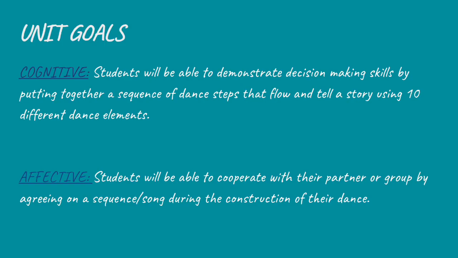For this unit, our students should meet goals that act as objectives which measure their learning in each of the 4 domains. The first is for the cognitive domain, which is student thought processes. The students will be able to demonstrate decision-making skills by putting together a sequence of dance steps that flow and tell a story using 10 different dance elements. The next unit goal is for the affective domain, which taps into the student feelings and emotions about an activity. The students will be able to cooperate with their partners or groups by agreeing on a sequence or song during the construction of their dance.